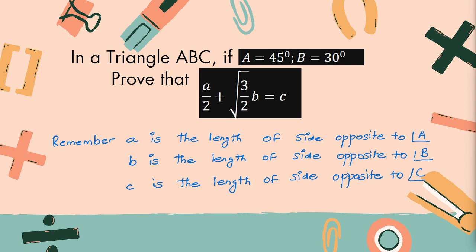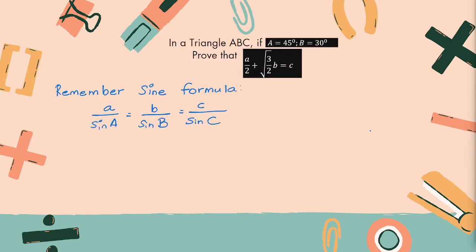So remember that a is the side length opposite to angle A, b is the side length opposite to angle B, and c is the side length opposite to angle C. Those are just some basics we need to get out of the way. To solve this problem, we need the sine formula, which is a over sine A equals b over sine B, which is equal to c over sine C.